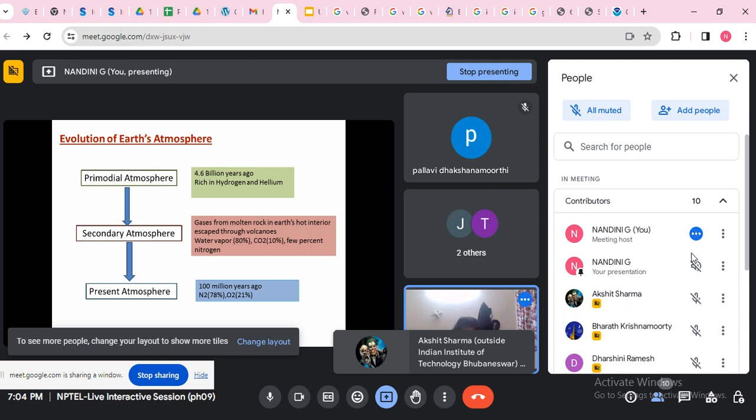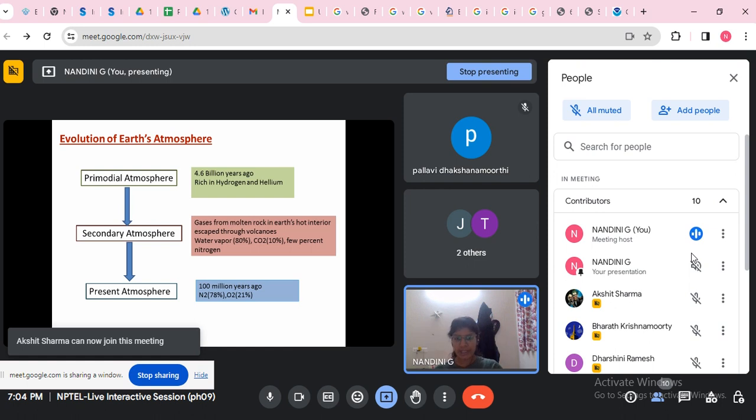It is believed that the Earth's first atmosphere, around 4.6 billion years ago, was most likely composed of hydrogen and helium. So the first atmosphere, around 4.6 billion years ago, is when the Earth was formed. At that time, the initial atmosphere of Earth was abundant in hydrogen and helium, because these two are the most abundant gases found in the universe.